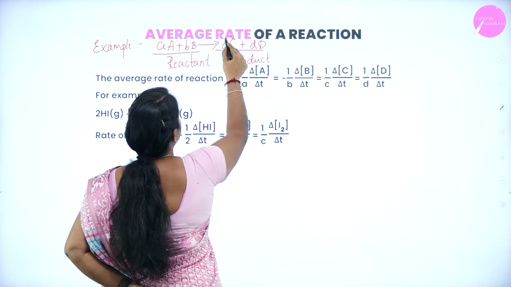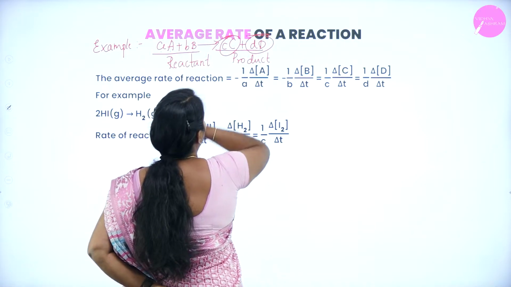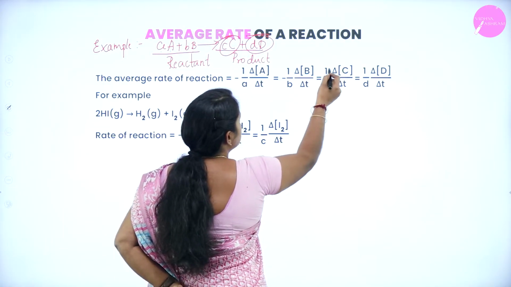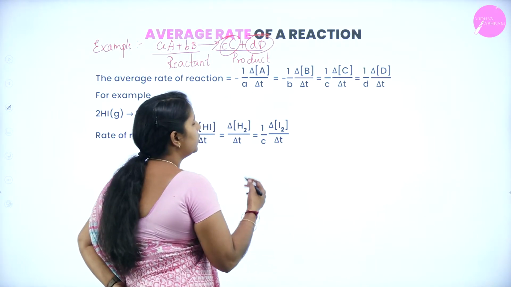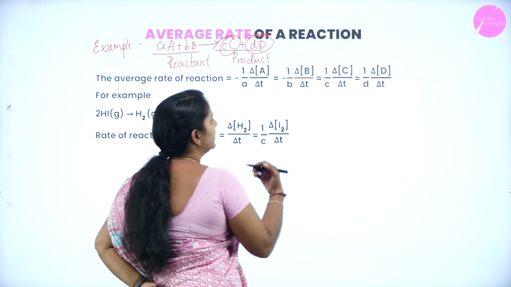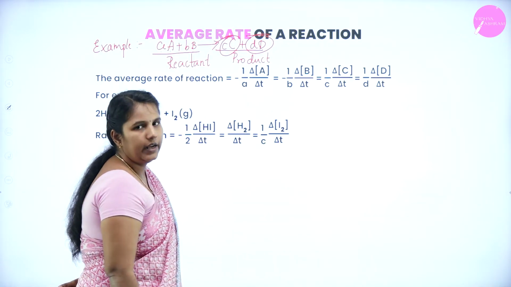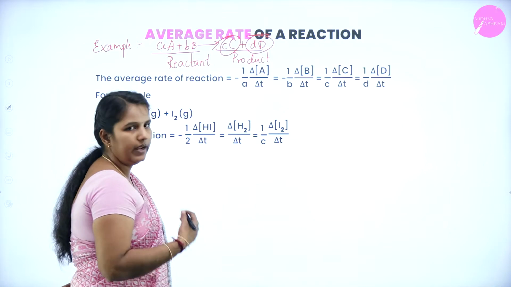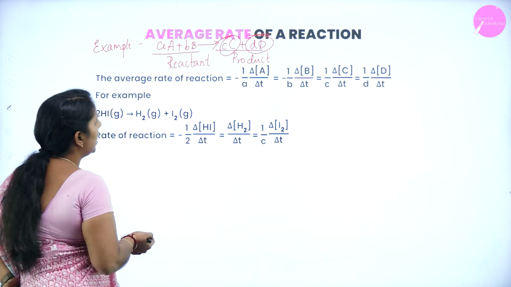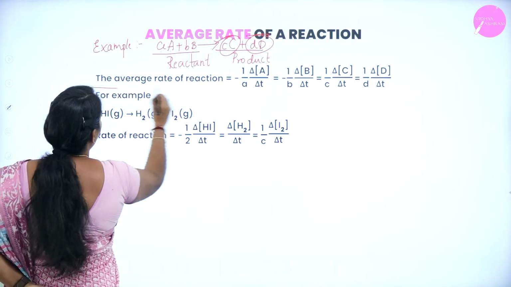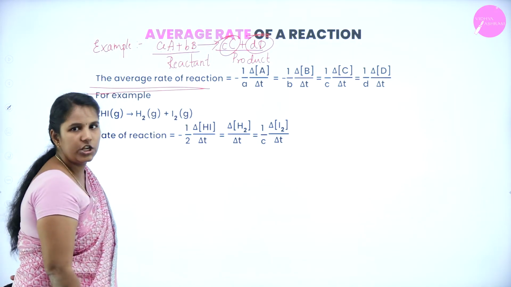Suppose you wanted to express the concentration of the product, how to write? We know that it is always represented with a plus sign. So 1 divided by c into delta concentration of C divided by delta t is equal to 1 by d into delta concentration of D divided by delta t. This is how, for any reaction, we can write the average rate equation.